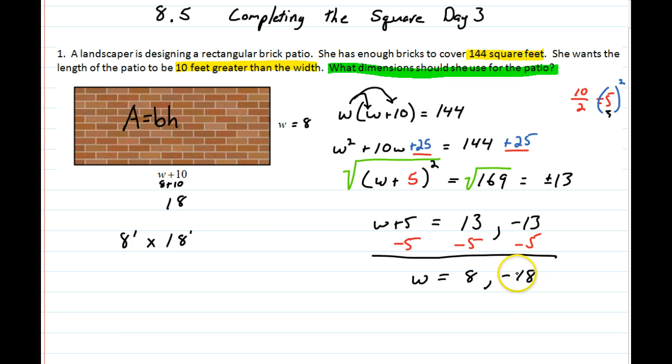Now, can we use the negative 18? Could I put a negative 18 here? And the answer is no, because we're actually talking about a real life problem, and I can't have a negative distance. So we're going to cross that one out. And so this one only has one answer, 8 feet by 18 feet.